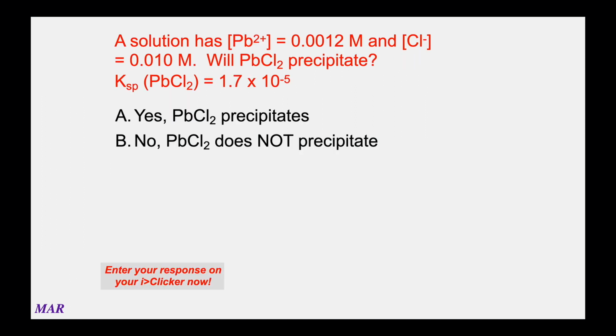This is the kind of question you might run into. We've got a solution. It's got a lead 2+ concentration 0.0012 and a chloride ion concentration 0.01. Will you see a precipitate? All right. And there's the Ksp for PbCl2. So on questions like this, it's basically yes, no. I could have put my 42 in there, but that's just too silly at this point. I didn't do it. See if you can figure out if this is going to form.